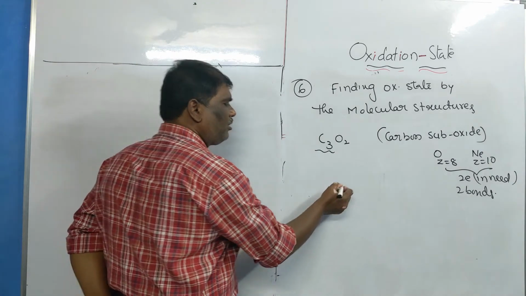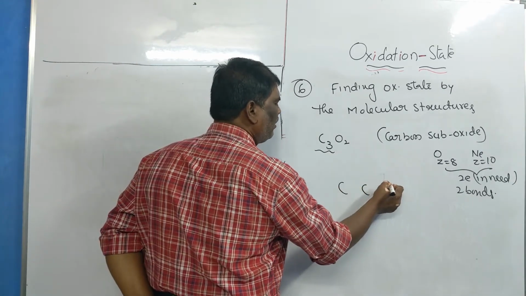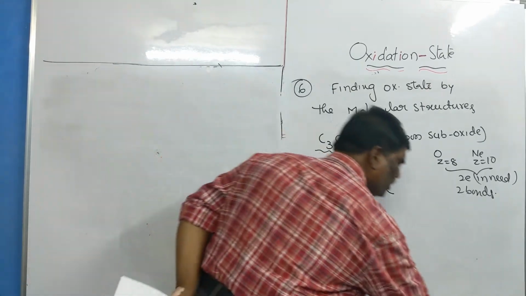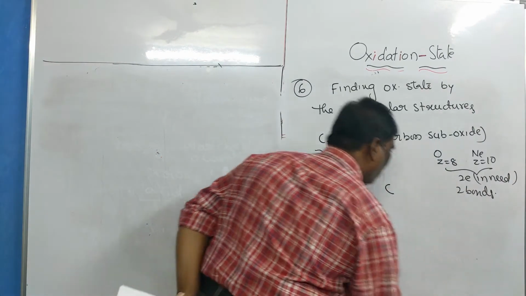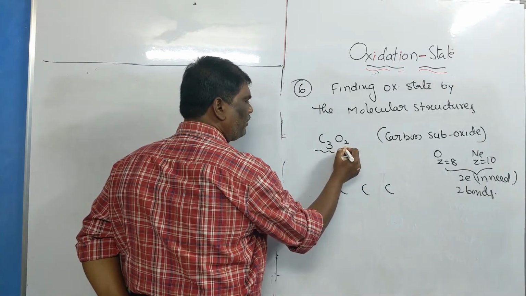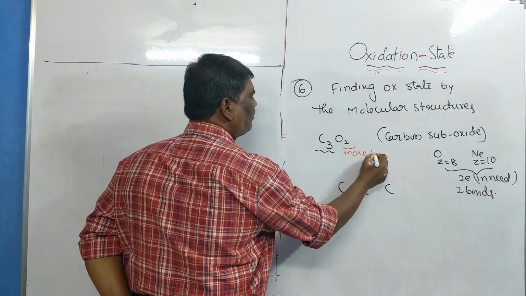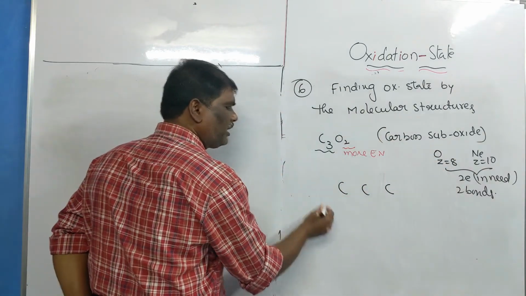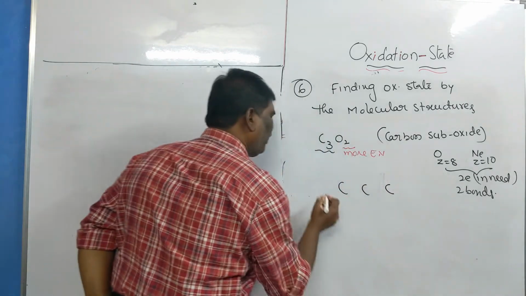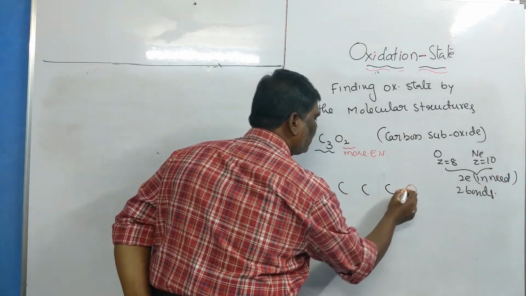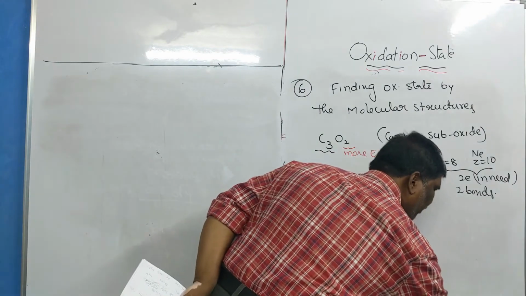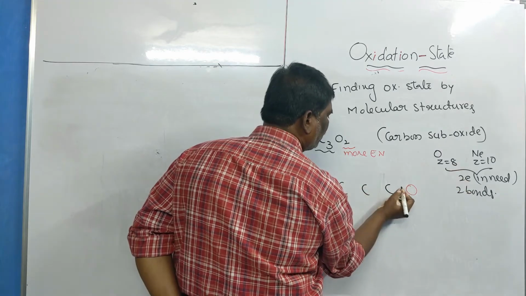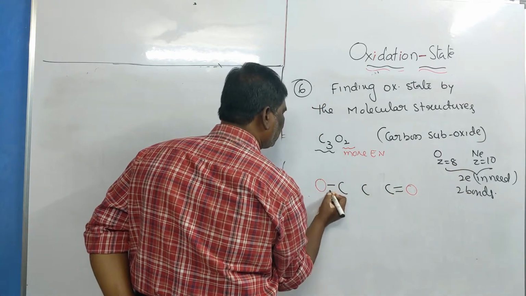Now you take carbon. Generally more electronegative atoms are written at the ending or terminal position. Which is the more electronegative atom? Oxygen is the more electronegative atom. Here is the oxygen, here is the oxygen. Oxygen can make maximum how many bonds? I told you, it is in need of 2 electrons, so it makes 2 bonds. This oxygen makes 2 bonds.